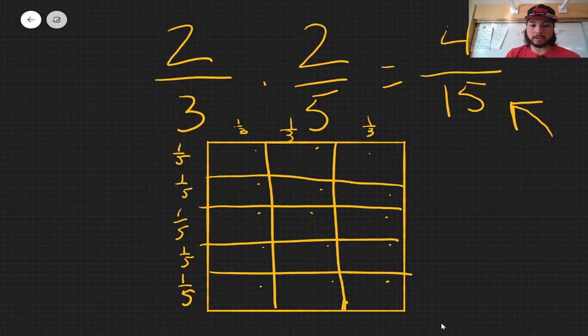So that gives us our denominator. That's where our denominator comes from. We've divided this 1 by 1 box with 1 square unit of area in the middle into 15 equal pieces. So each piece is worth 1/15 of the whole thing. Now we need to know what is 2/3 times 2/5.